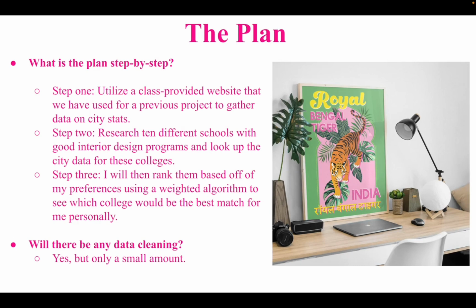So the plan, step by step. To collect data, I wanted to utilize a class-provided website, Data Commons, that we have used in a previous project, to gather data on city stats. I wanted to research 10 different schools with good interior design programs and look up the city data for where the colleges are. And then rank them based off of my preferences using a weighted algorithm to see what college would be the best match for me personally. And then extend that Google Sheet to anyone who wants to use it, to see for them what college would be ranked best based on their preferences.